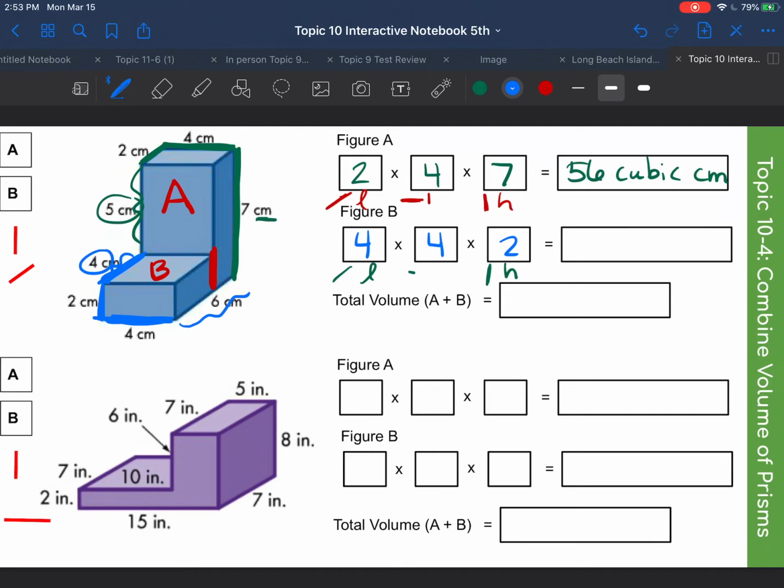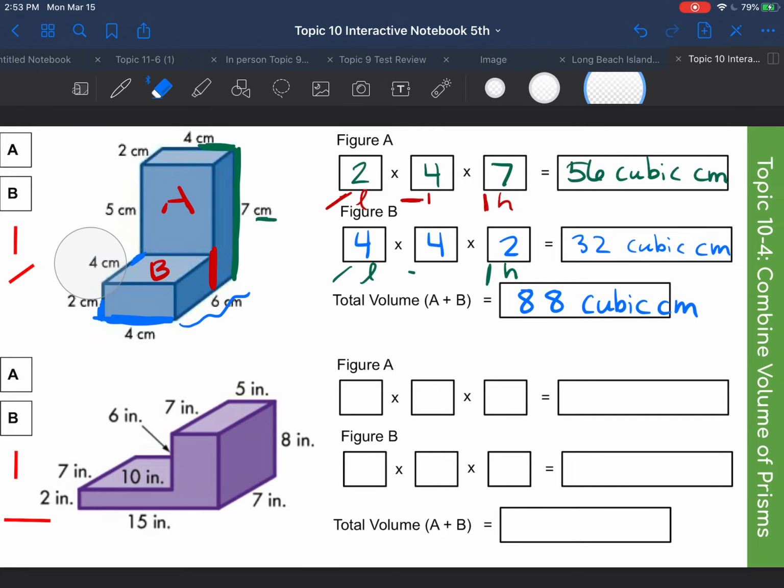Okay, so we have 4 times 4 is 16. 16 times 2 is 32 cubic centimeters. Okay, so if we add those 2 things together, we get 6 plus 2 is 8. 5 plus 3 is 8 as well. It's 88 cubic centimeters. Okay, now that is it if we split it up that way.